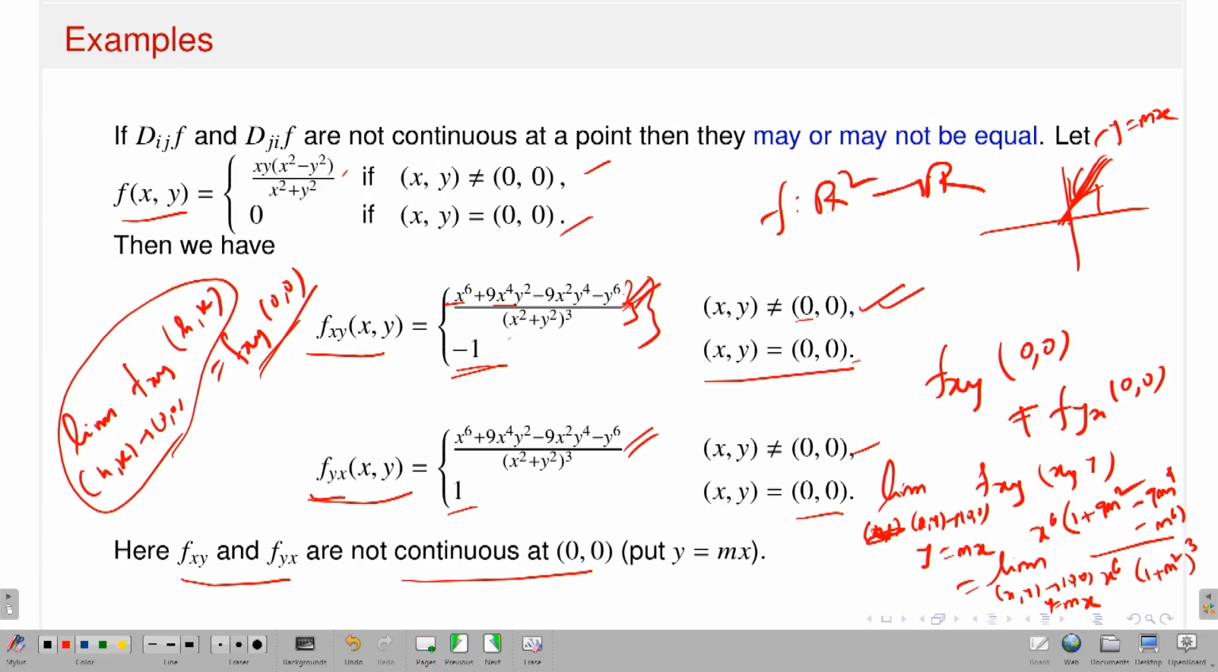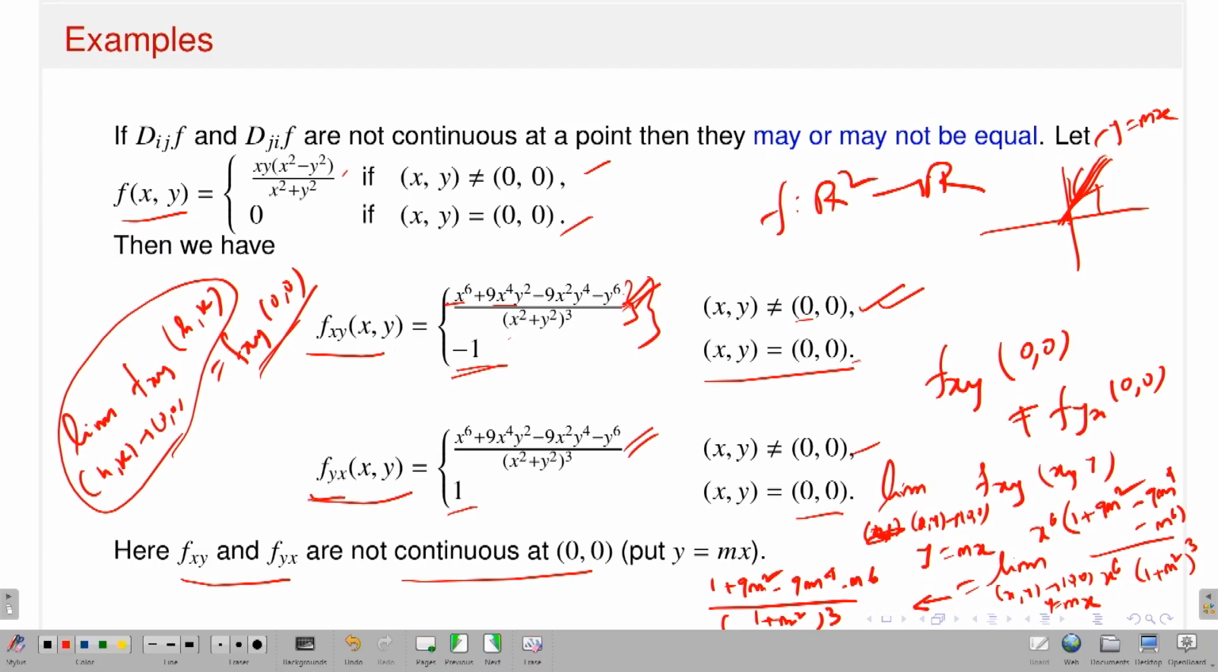The value of the limit, if I write it here, is actually (1 plus 9m square minus 9m^4 minus m to the power 6) divided by (1 plus m square) to the power 3. This differs for different values of m. So, the limit will be different for different values of m. Therefore, as I approach the origin along different paths, the limit is different. Therefore, the limit of f(x, y) as (x, y) approaches (0, 0) does not exist.